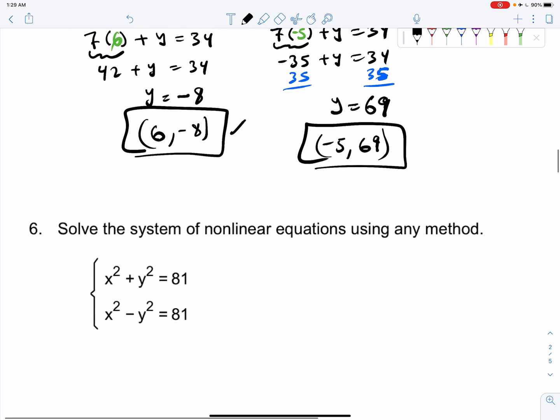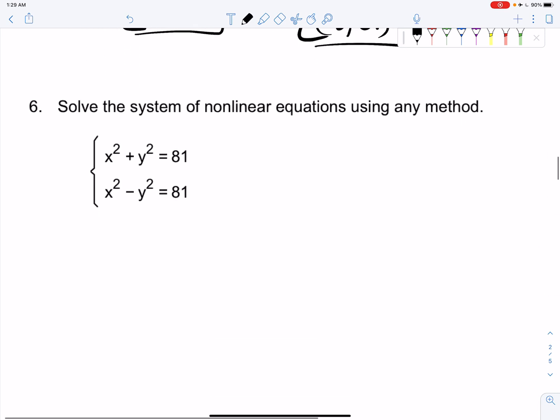All right, moving right along to number 6. Number 6 says solve by any method that you wish. And this thing, man, if you're not going to go with elimination, you're trying to make the problem harder. Because look at that. Positive y squared, negative y squared, they're going to eliminate. That's going to eliminate right off the bat.